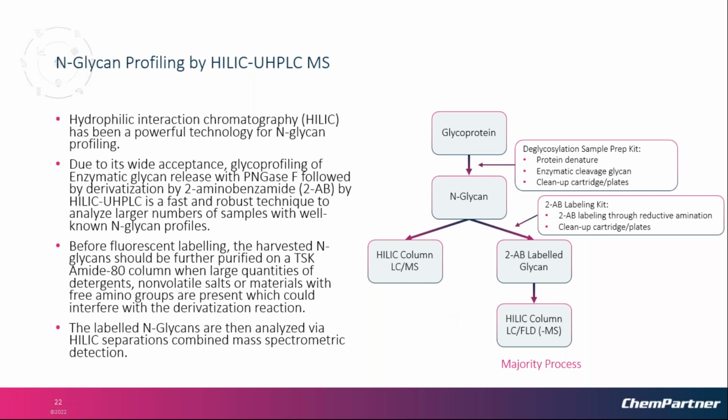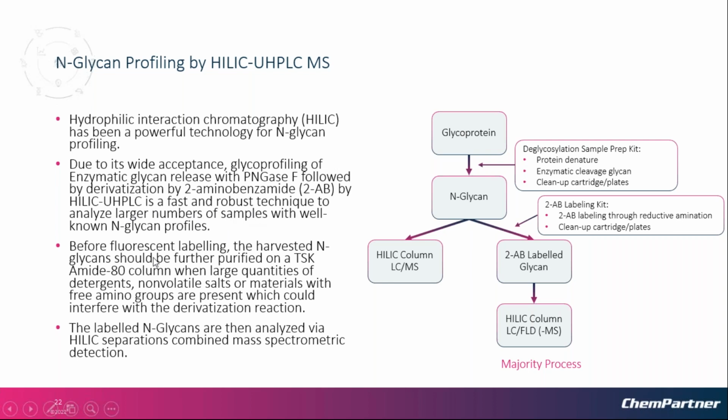We also use HILIC UPLC mass spec to analyze the N-glycan profile. HILIC has been a powerful technology for N-glycan profiling. Due to its wide acceptance, glycan profiling by enzymatic glycan release with PNGase F, followed by labeling with 2-AB and HILIC UPLC, is a fast and robust technique.